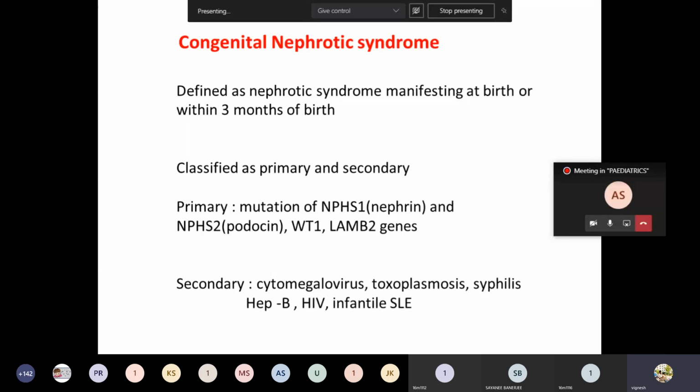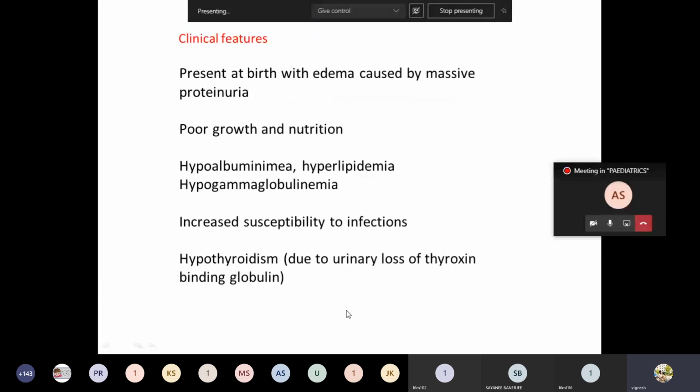Okay, so there is absence of the NPHS1, NPHS2, and LAMB2 genes. Sometimes intrauterine infections like cytomegalovirus, toxoplasmosis, syphilis, hepatitis B, HIV, and infantile SLE can give rise to congenital nephrotic syndrome. Very rare. Okay, please remember this.